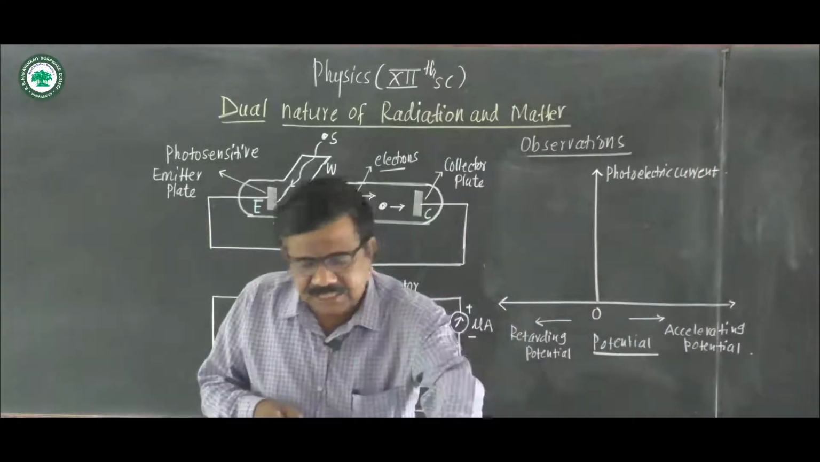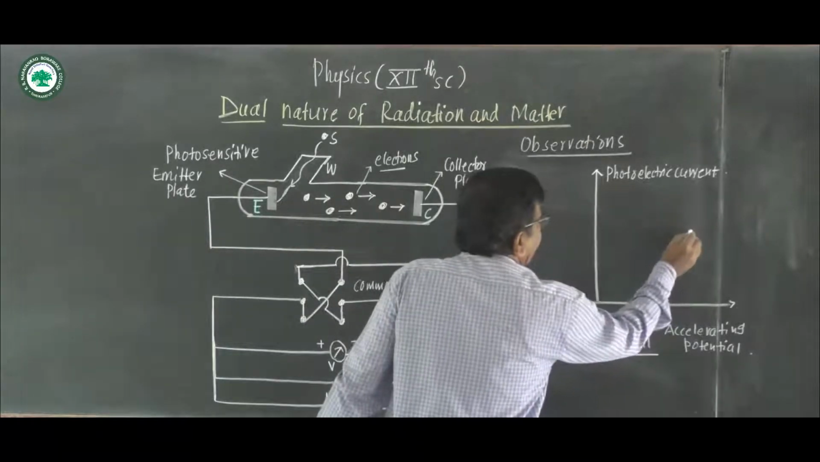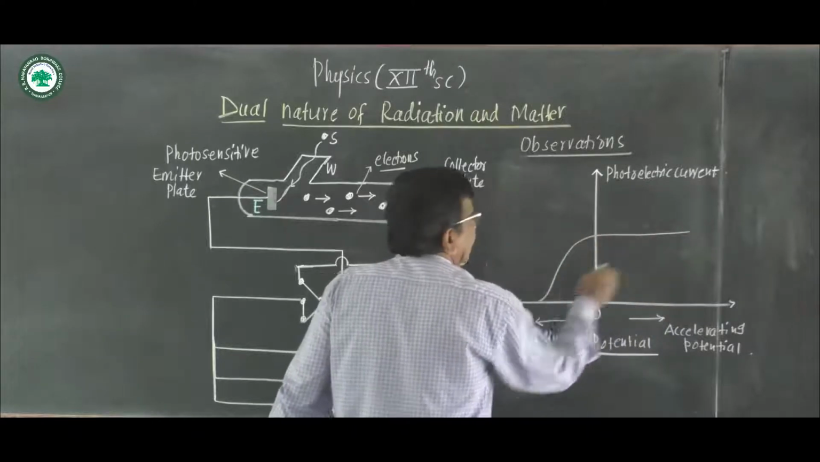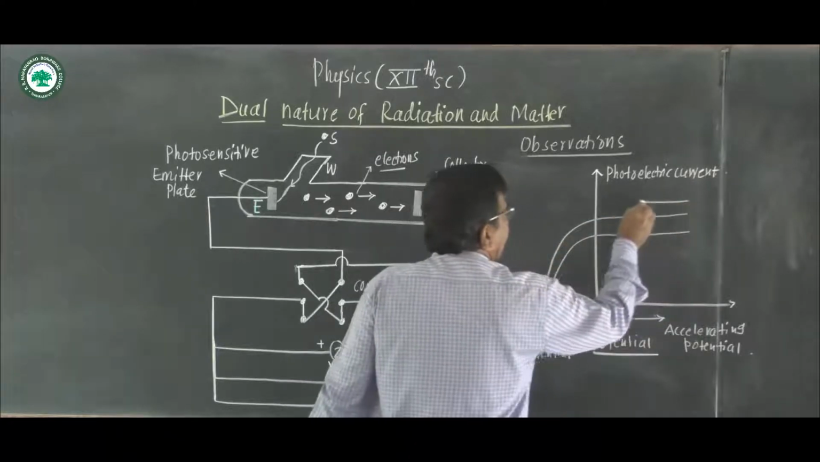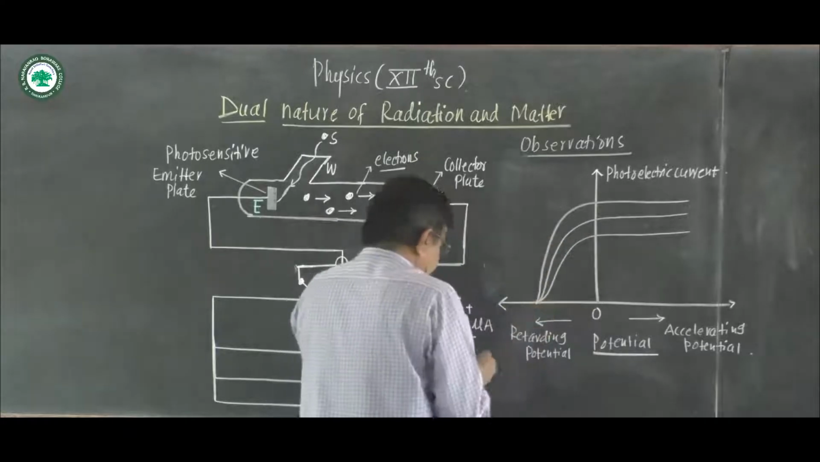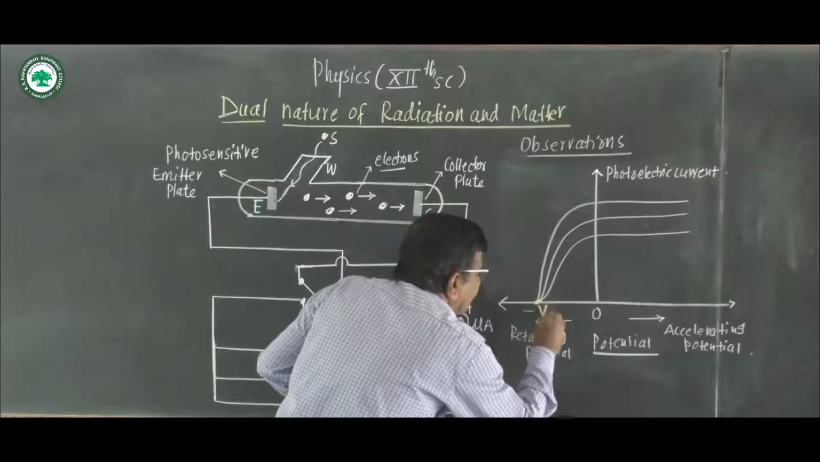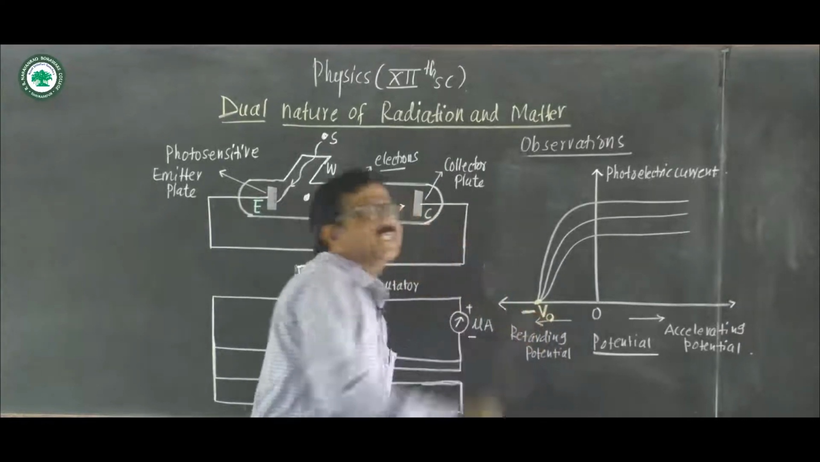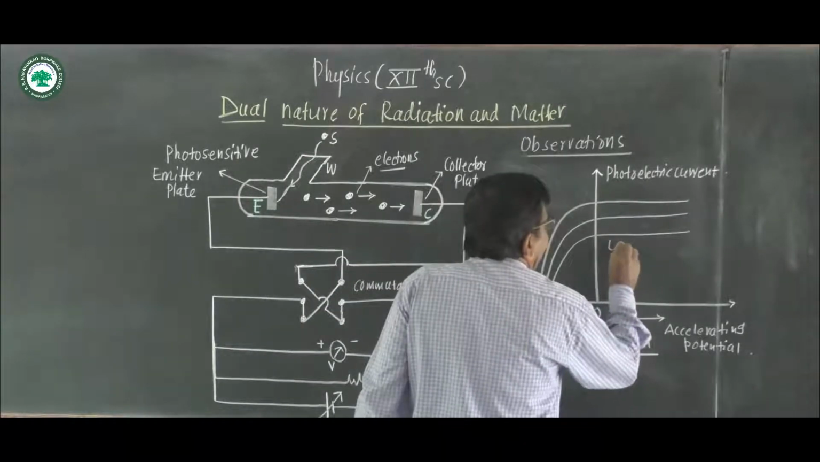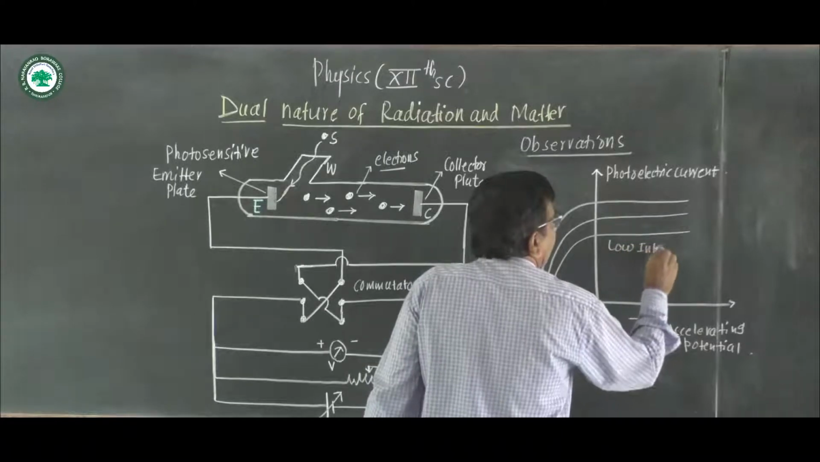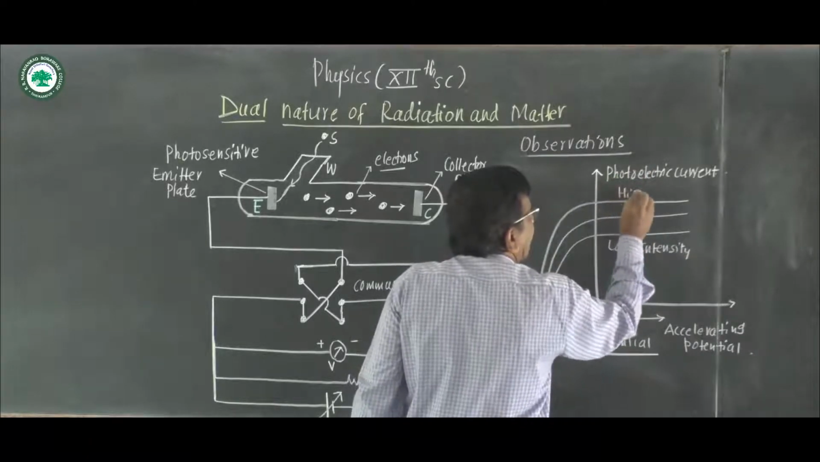Then we plot a graph, and we get different graphs like this for different intensities, and then we explain these graphs one by one. This is minus V0. This collector potential is minus V0. It is called the stopping potential. Then this is the graph for the low intensity. As intensity increases, the last graph is for high intensity.